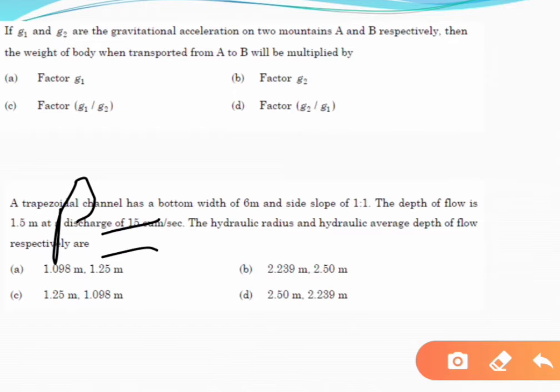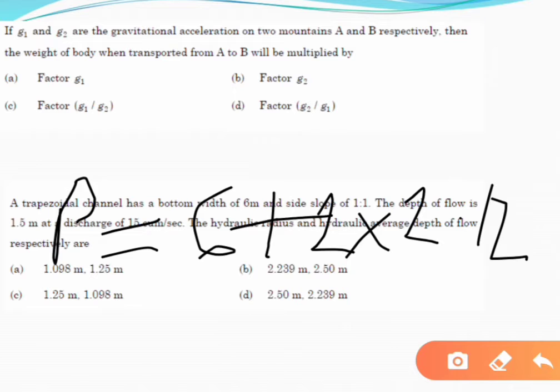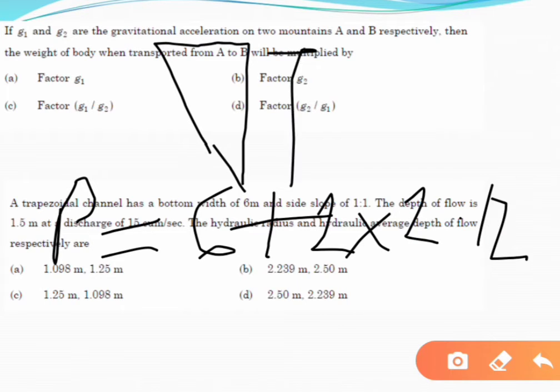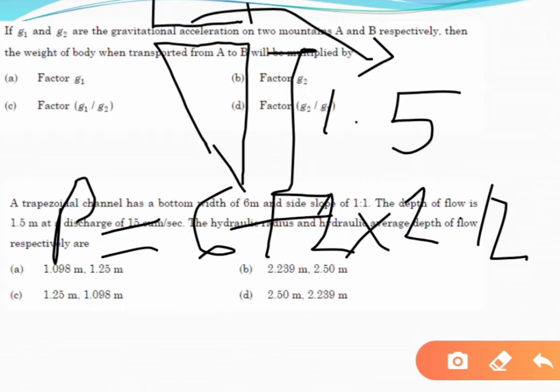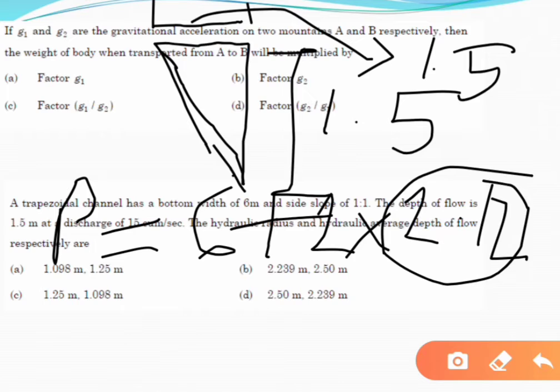Now we need to evaluate P, which is the wetted perimeter. P equals 6 plus 2 into 2.12. How have we calculated 2.12? In this section, the depth of flow, as we know, is 1.5, and the length of that particular section is 1.5. So easily we can calculate this particular segment, which is 2.12. So perimeter is 6 plus 2 into 2.12, which is 10.24 meter.